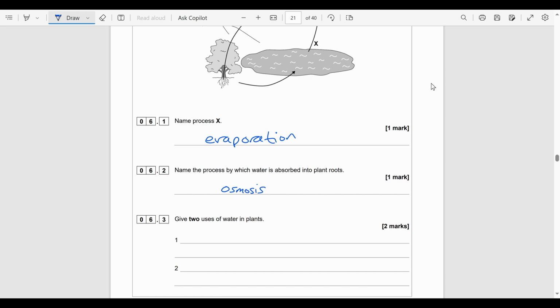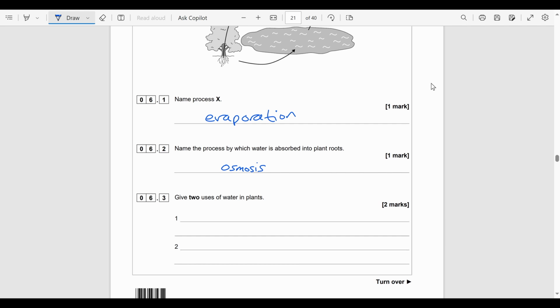But 6.3 now, give 2 uses of water in plants. So how would the water that's gotten into the roots be used by the plant? So one use of water in plants, again thinking of paper 1 now, it's got to be photosynthesis, carbon dioxide and water producing glucose and oxygen.